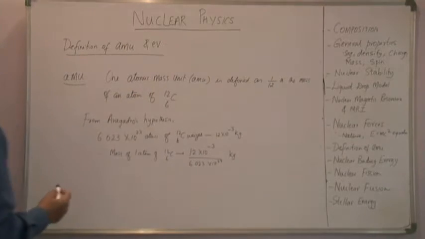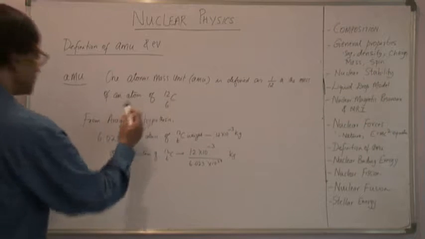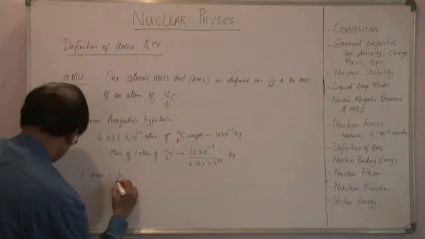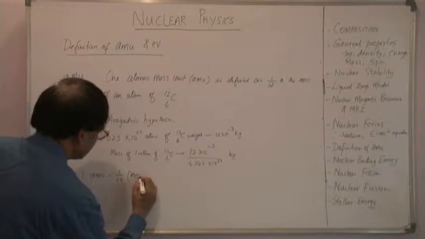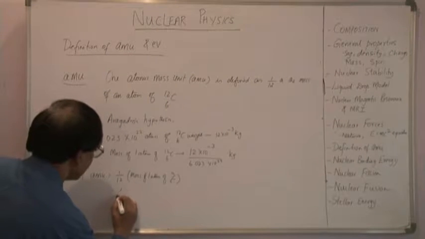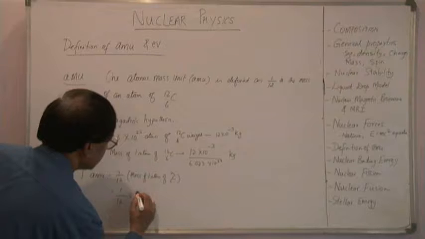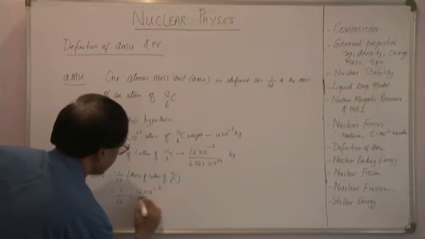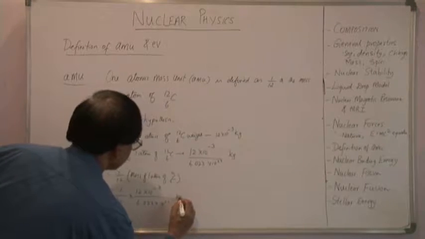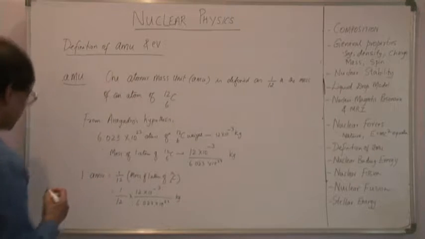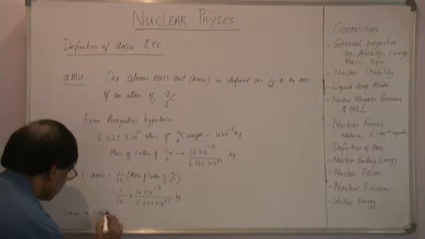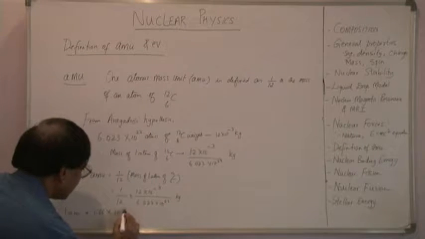By definition, we know that one atomic mass unit is defined as 1/12 the mass of the atom of C12. Therefore, 1 AMU is given by 1/12 the mass of one atom of carbon, which is 1/12 of 12 into 10 to the power of minus 3 divided by 6.023 multiplied by 10 to the power of 23 kgs. So if you simplify this, you will find that 1 AMU is equivalent to 1.66 into 10 to the power of minus 27 kg.